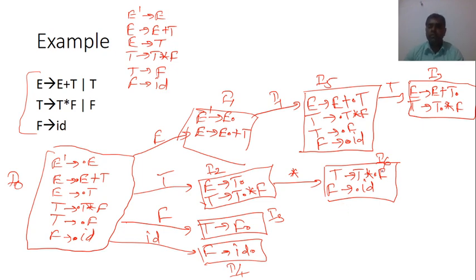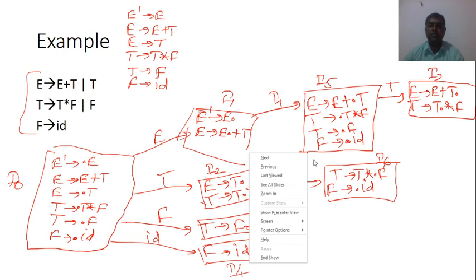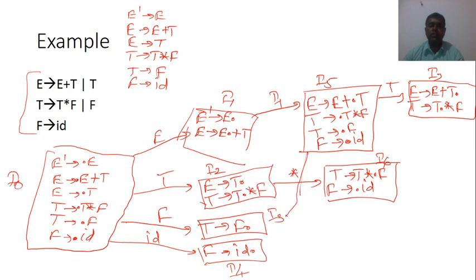Now after this I can read here F. When you read here F, what you will get? T → F dot. That means that is same as I3. When you read here id, you will get F → id dot. That is same as I4. Now remember that when you are writing same as, that means all the productions should be same and the position of the dot should be same.